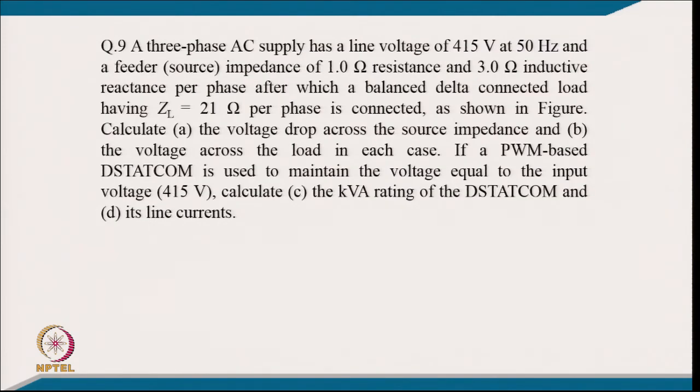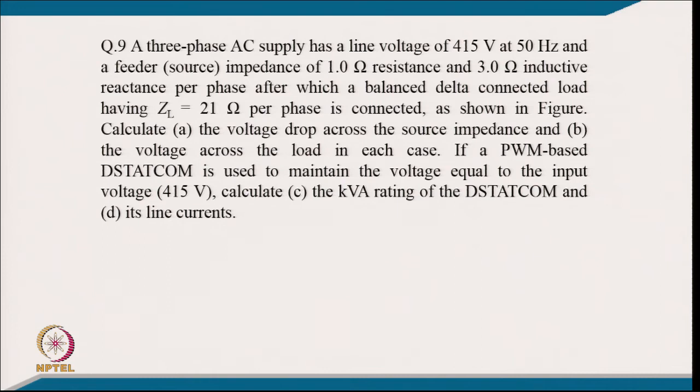Coming to another example, example number 9: a three phase AC supply has a line voltage of 415 volt, 50 hertz, and a feeder source impedance of 1 ohm resistance and 3 ohm inductive reactance per phase, after which a balanced delta-connected load of 21 ohm per phase is connected as shown. Calculate the voltage drop across the source impedance, the voltage across the load in each case, and the phasor diagram. If a pendulum-based STATCOM is used to maintain the voltage equal to the input voltage, that is 415 volt, calculate the kVA rating of the STATCOM and the line current.